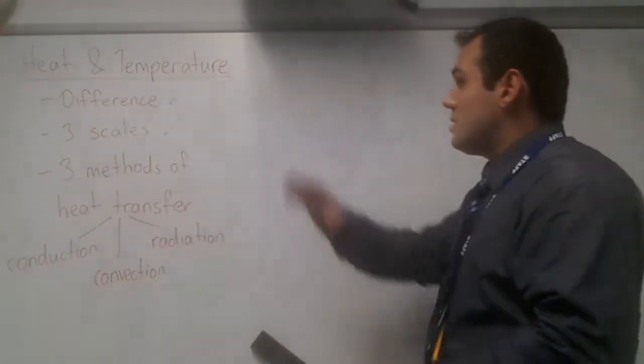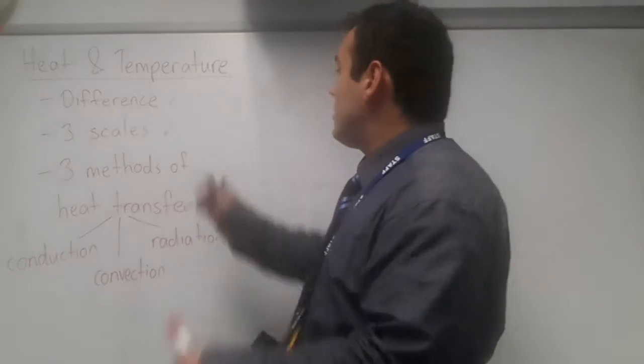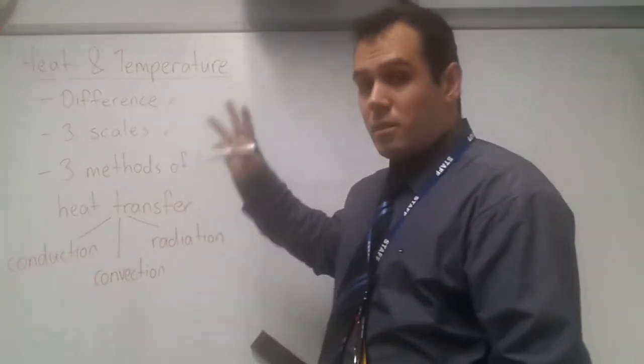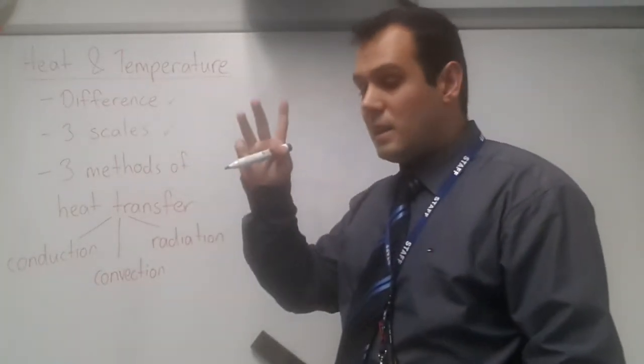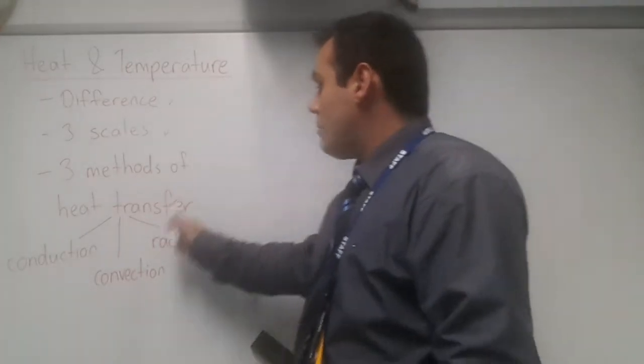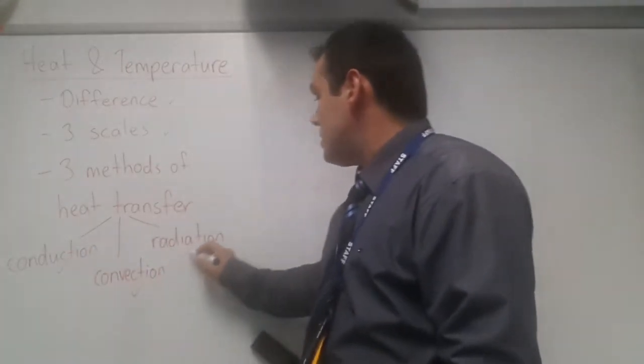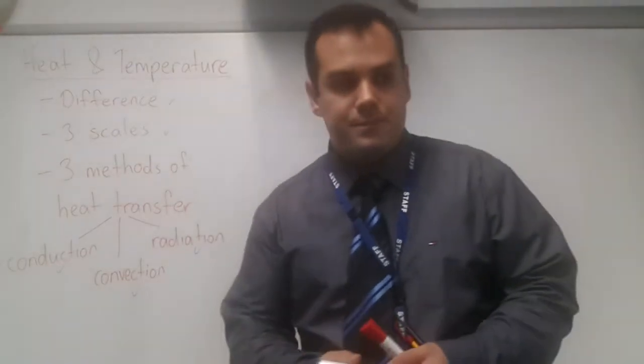So that's this lesson. It's the difference between heat and temperature. We've covered the difference. We've covered the scales, the 3 types of scales: Fahrenheit, Celsius, and kelvins. And we've covered the conduction, convection, and radiation methods for heat transfer.